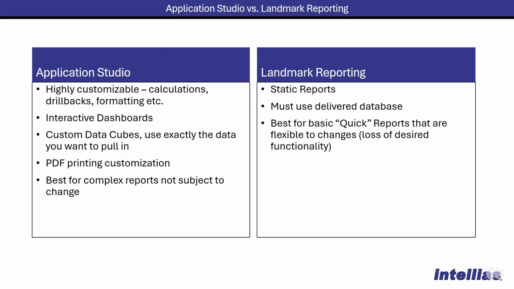So basically, Application Studio is best for complex reports that are not subject to change, whereas Landmark reports are static, quick, and easy to use reports that have to use a delivered database and are best for quick reports that are flexible to changes and loss of desired functionality.